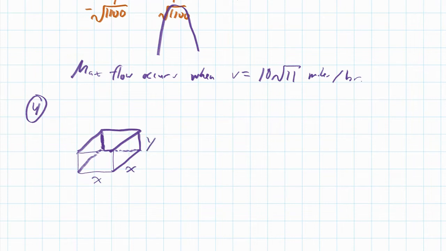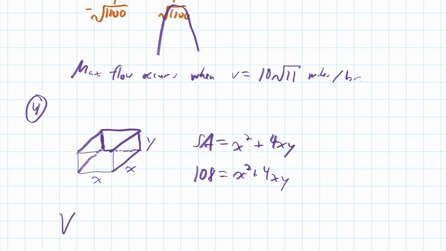My exterior surface area is going to be equal to everything that's on the outside of the box. So it's the base of the box, the x squared, plus the 4 sides. And the 4 sides are each xy's, so 4 xy's. That means that 108 is equal to x squared plus 4xy. That means that I can actually express my y. Well, let's go with what the question's asking for. The question's asking for a volume, which is equal to x squared y.